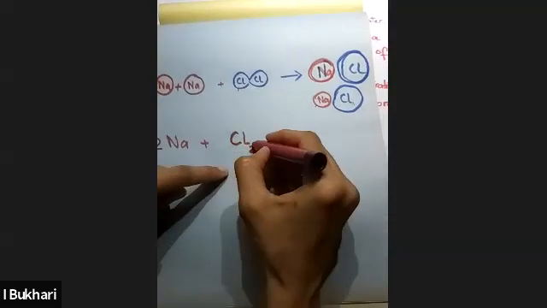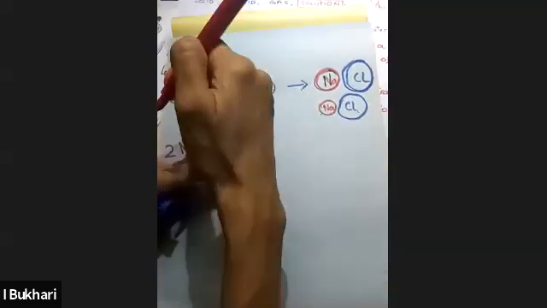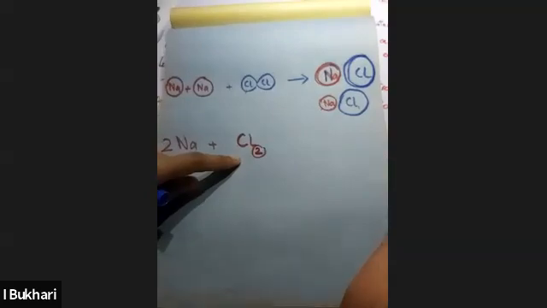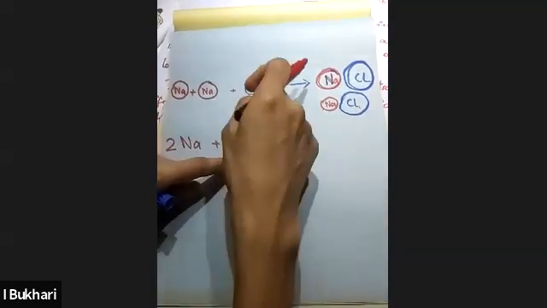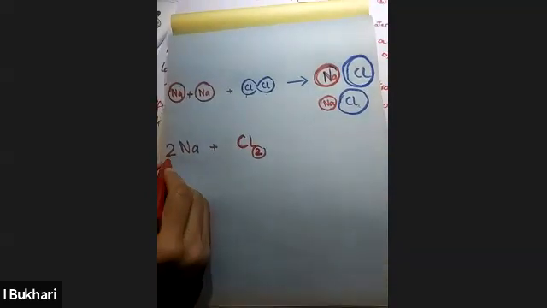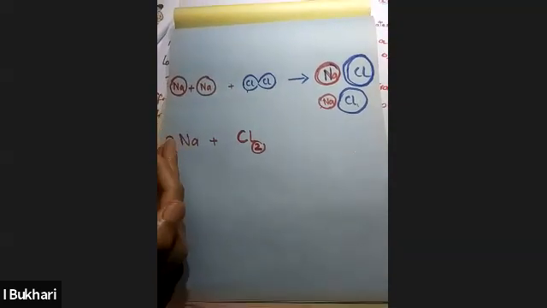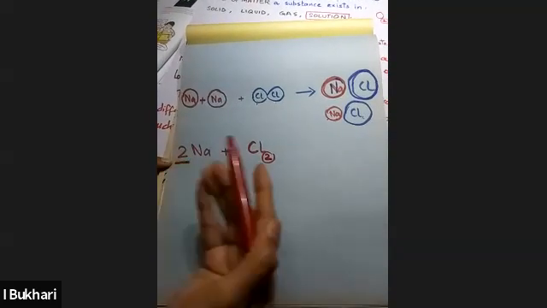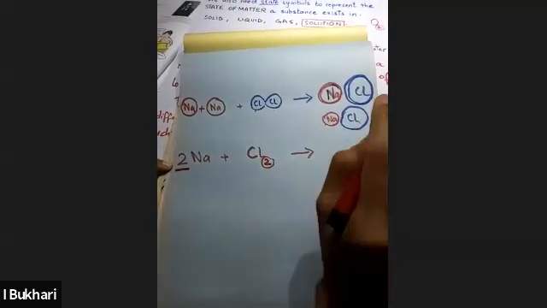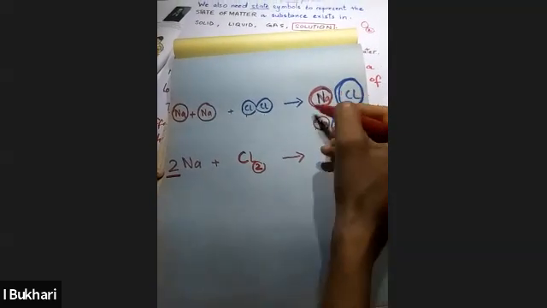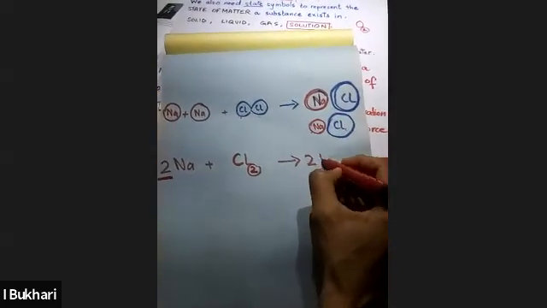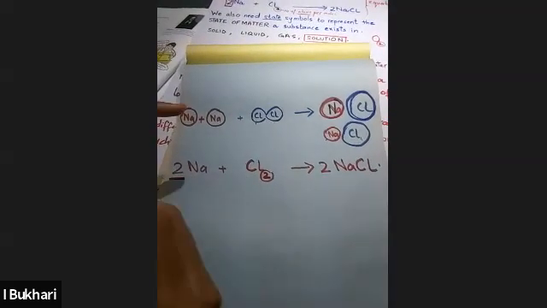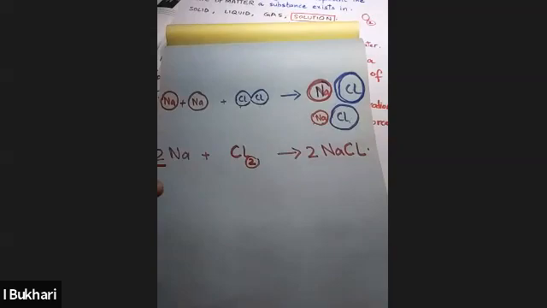So remember, this small number that I write on the right lower corner tells us the number of atoms within 1 molecule, whereas this big number will tell me the number of molecules themselves. You can think of it that way, right? And then these are 2 of them, so 2 of sodium chloride.